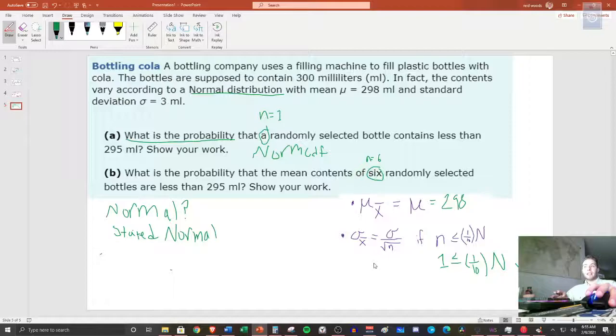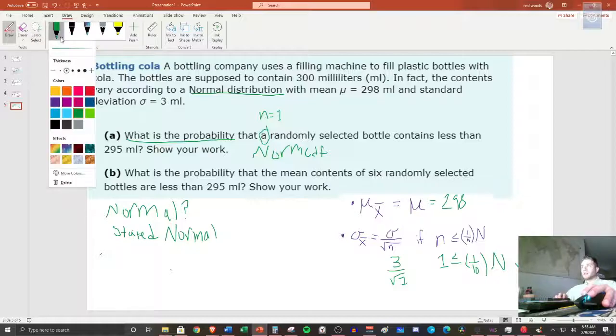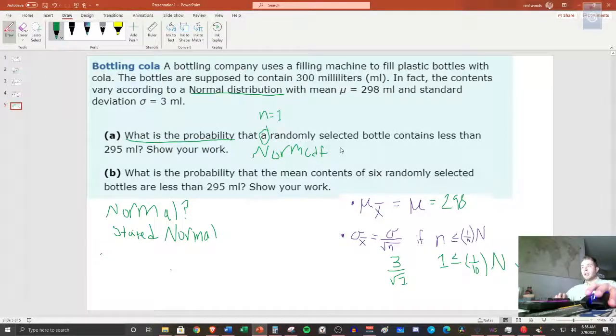Now let's calculate our standard deviation. It's going to be sigma, which is 3, over square root of n. N in this first problem is 1. So we'll have to change that because the next one is going to be 6. So we will change that in a second. But let's go ahead and answer this question.